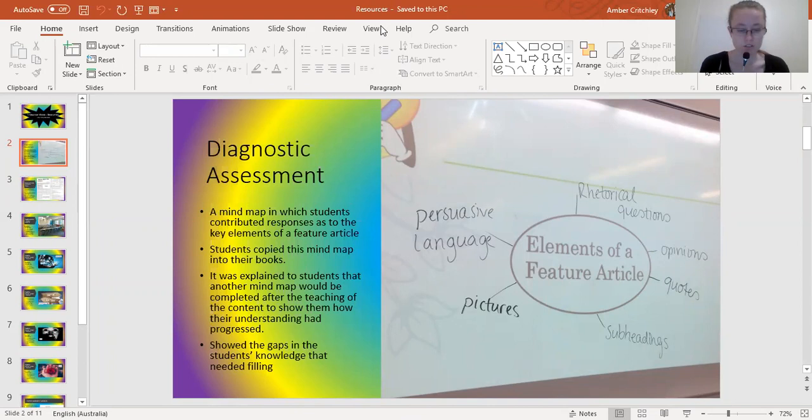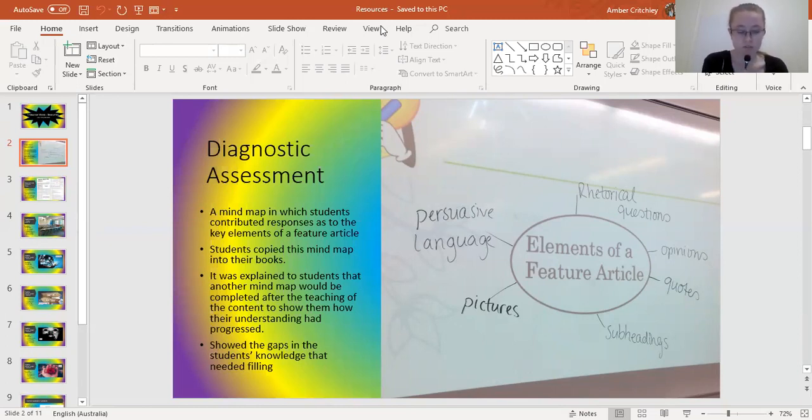After the diagnostic assessment mind map, students took part in several small activities that were designed to provide them with an understanding of the key characteristics of the feature article, and to provide them with an opportunity to apply this new knowledge to their classroom activities and to their assignments.